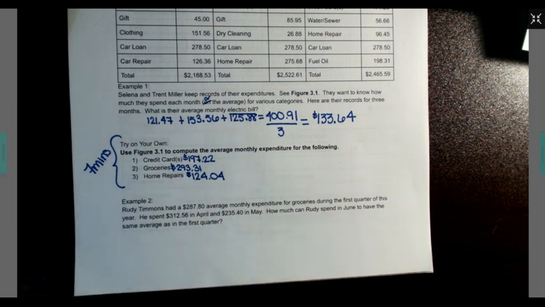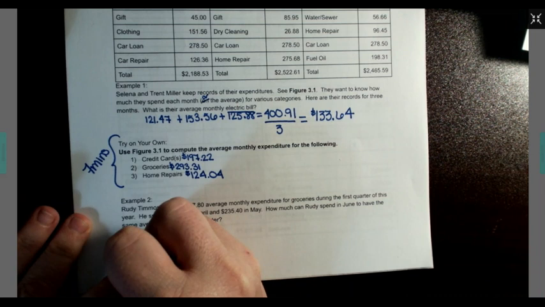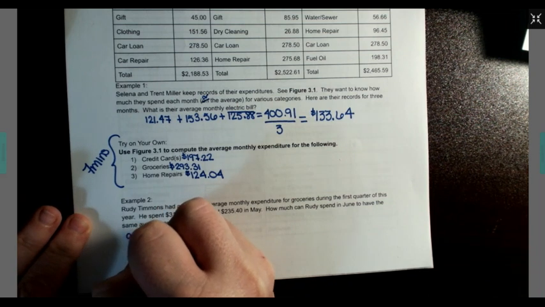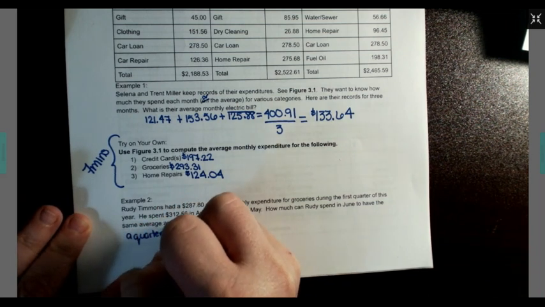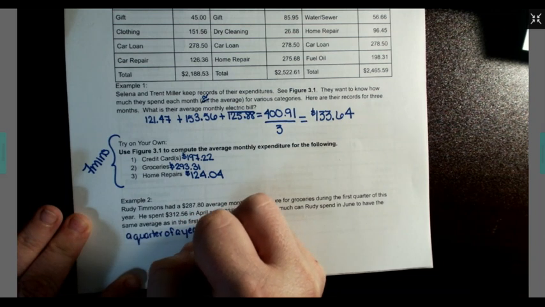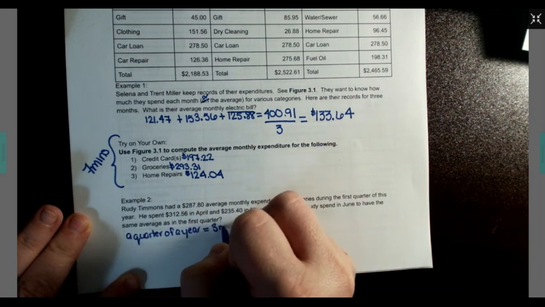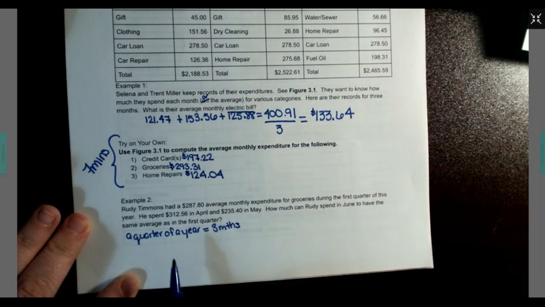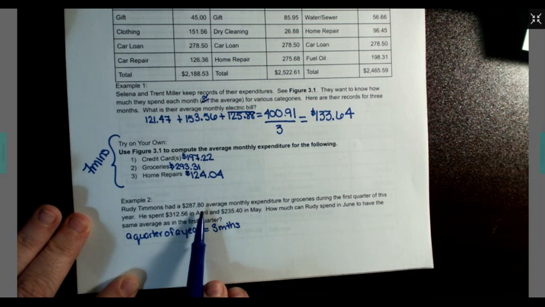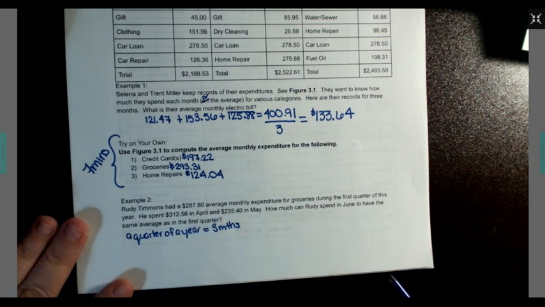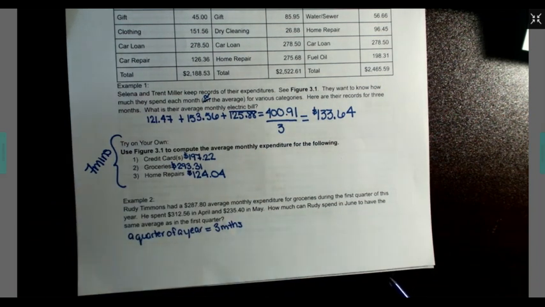Well, if I know that we're talking about a quarter of a year, we're first talking about 3 months. A quarter of a year equals 3 months. And it tells me that my average for the first 3 months was $287.80. So the question is, how much did he spend total if the average was 287?